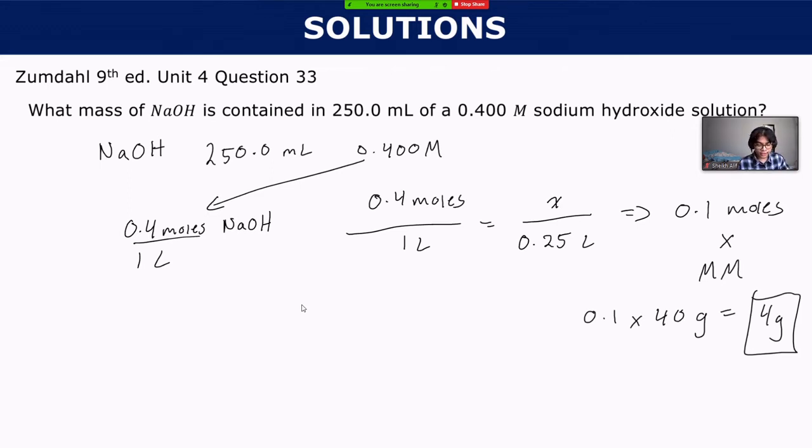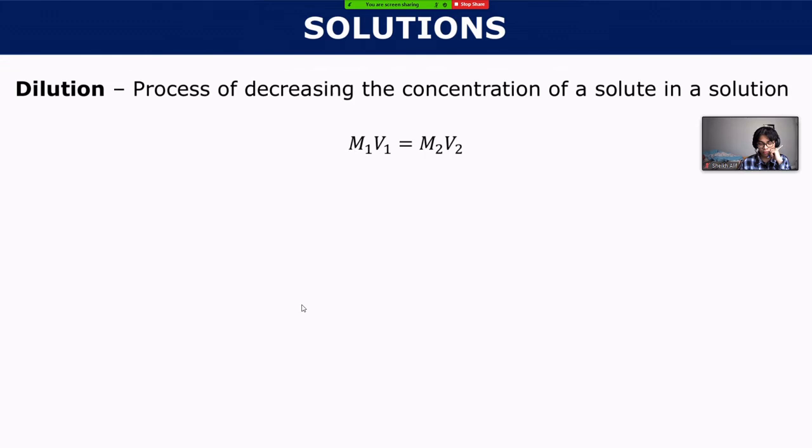Again, the important thing is this 0.4 molarity that we saw here. The molarity just means 0.4 moles in a 1 liter solution. And then you can dissect that. You can say if there's 0.4 moles in 1 liter, how many moles are there going to be in 0.25 liters? And that's exactly what we did.